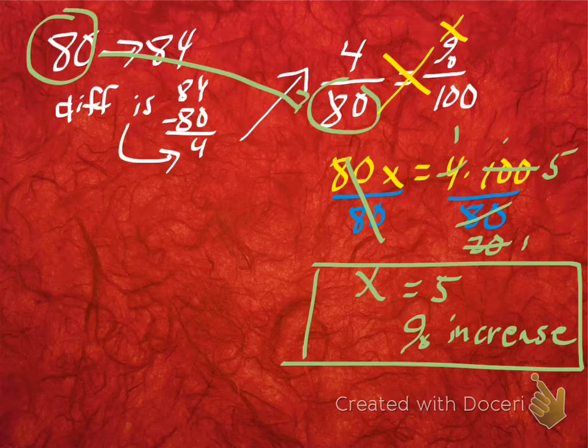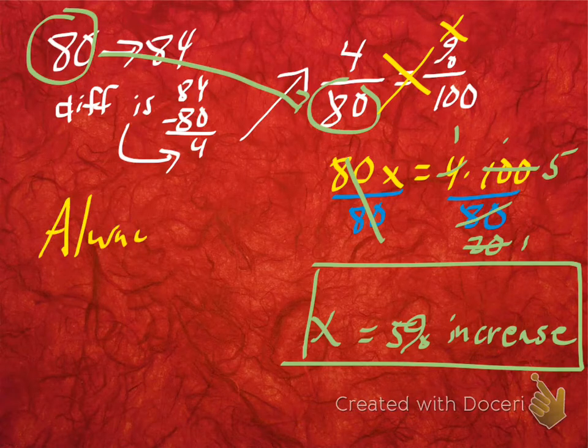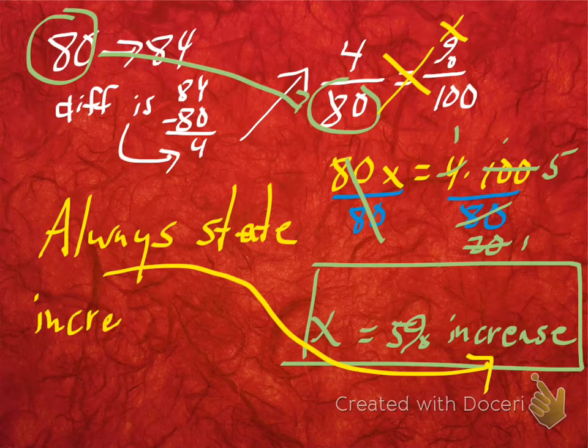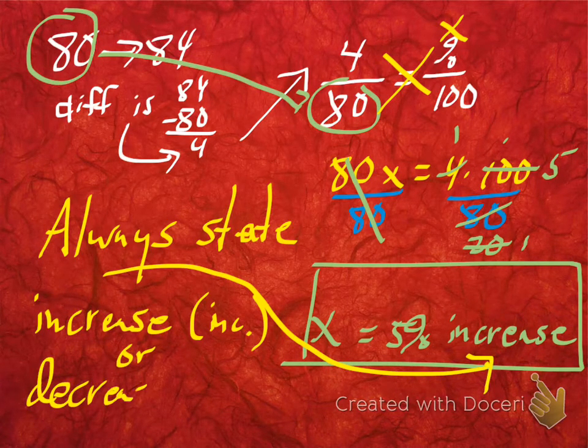And usually, when I have a percent like this, I probably would have written this down here. Let's bring this down here. x equals 5% increase. All right. Now, always remember when you're going up or down. It's obvious whether you're going up or down, but always make sure you state that, kind of like putting in the units on a word problem. So in this case, we went from an 80 up to an 84, so that was a 5% increase.